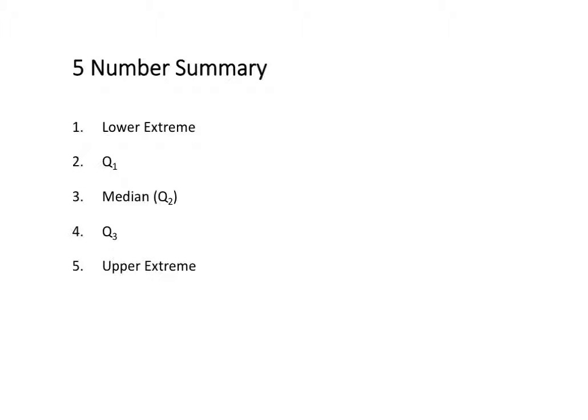The first is the lower extreme, or the smallest number in the data set. The next number is the quartile 1. The third number is the median or quartile 2 amount. So that's the middle of the data set. The fourth number is quartile 3. And then the last number is the upper extreme or the biggest number.